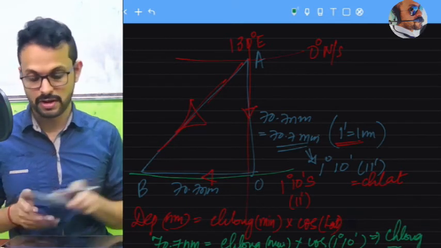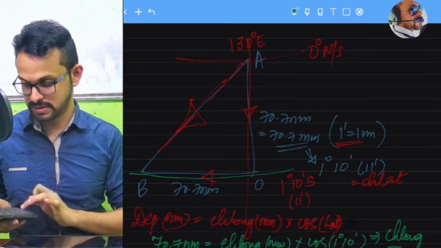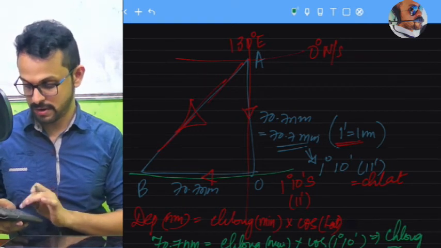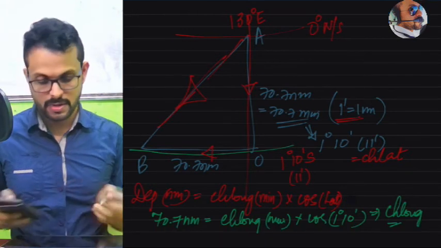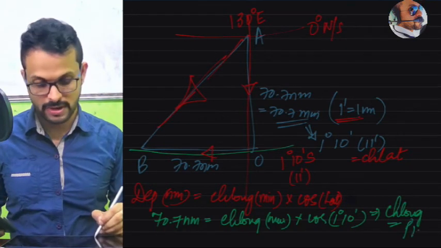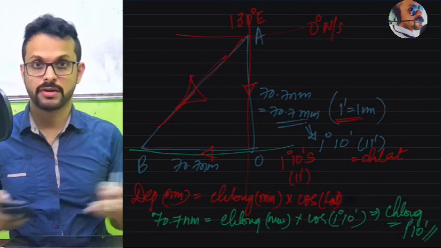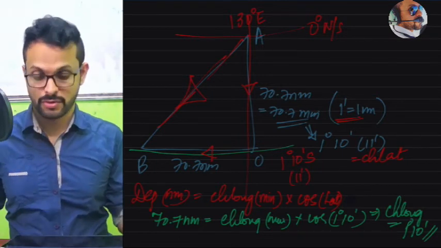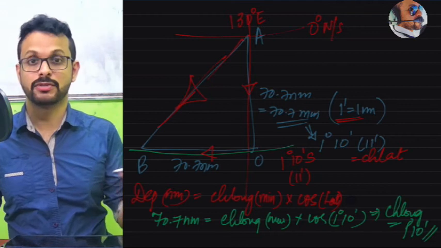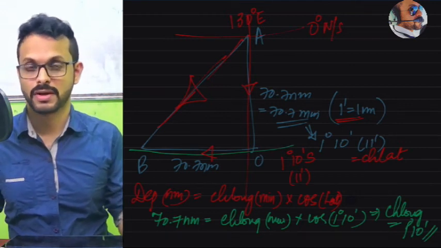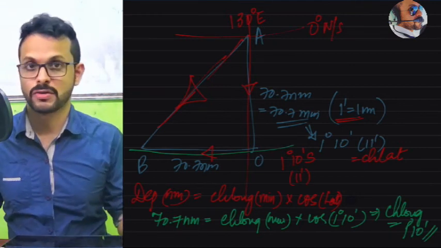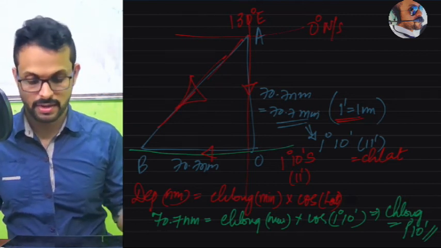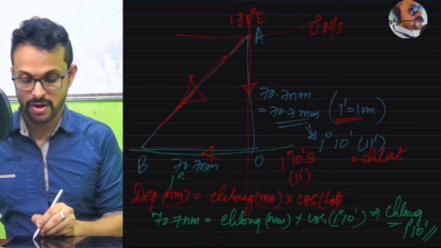let's find out again using your scientific calculator. It's going to be 70.7 divided by cosine of 1 degree 10 minutes. Well, that's giving us 1 degree 10 minutes. So I converted the minutes to degrees here. So it's 1 degree 10 minutes again. So now we are traveling from O to B, and as you travel over 70.7 nautical miles, since the Chilat is not that much, the departure is almost the same, and that will give you a Chilong of 1 degree and 10 minutes.